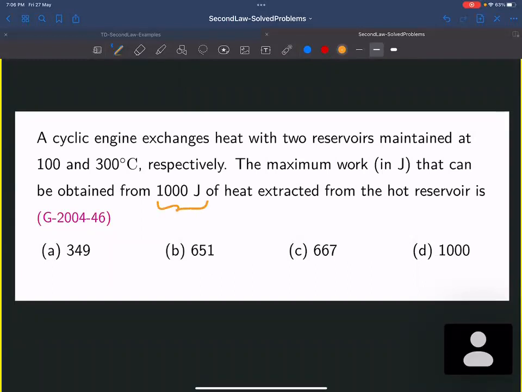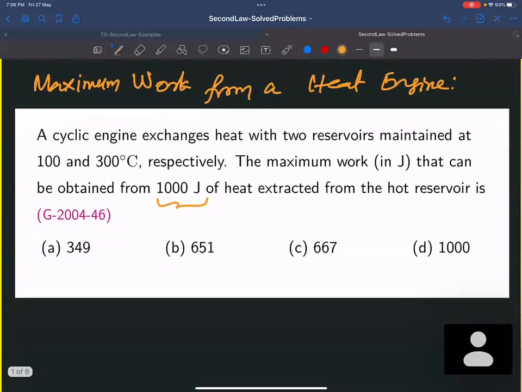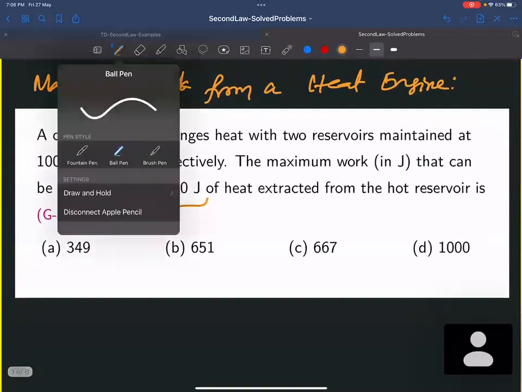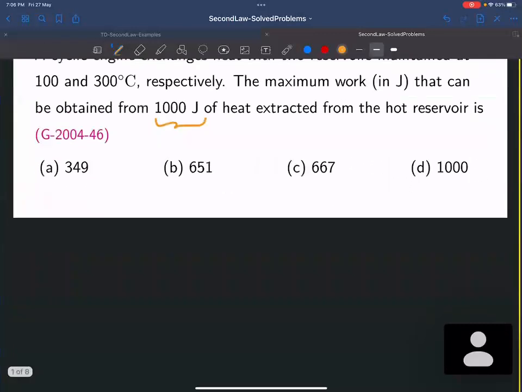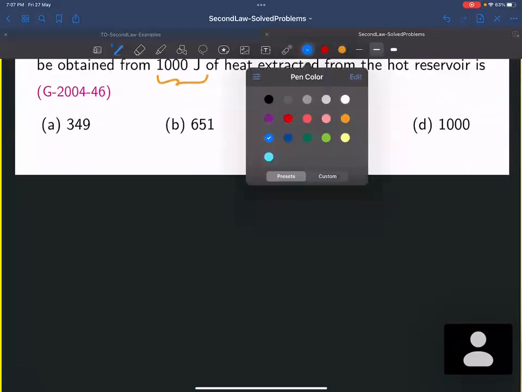I will write this title: maximum work from a heat engine. So let us represent this schematically first. A schematic diagram we can make.